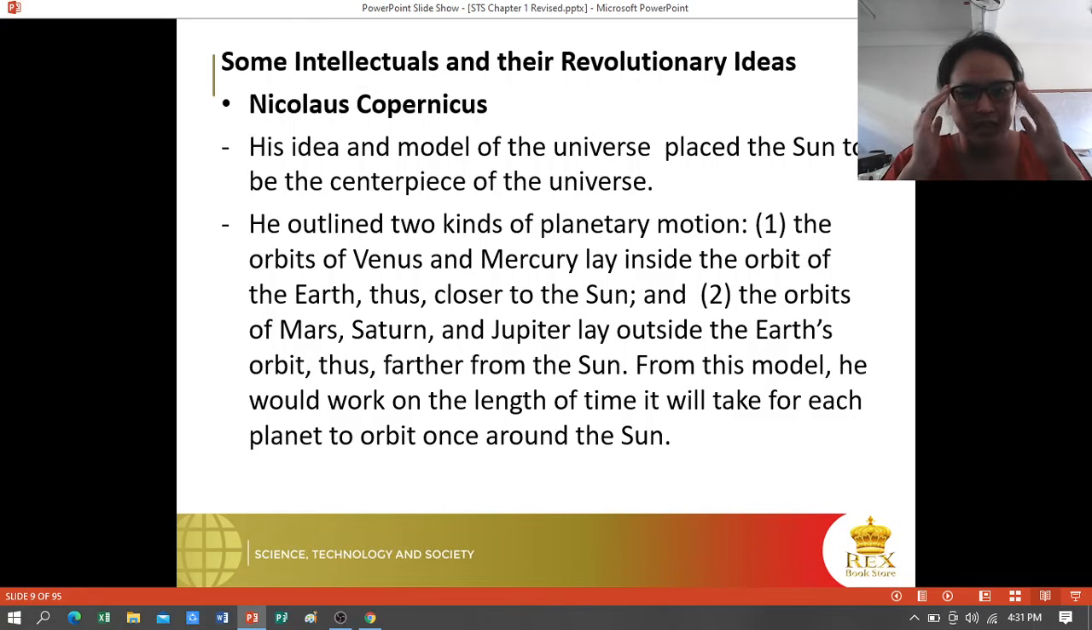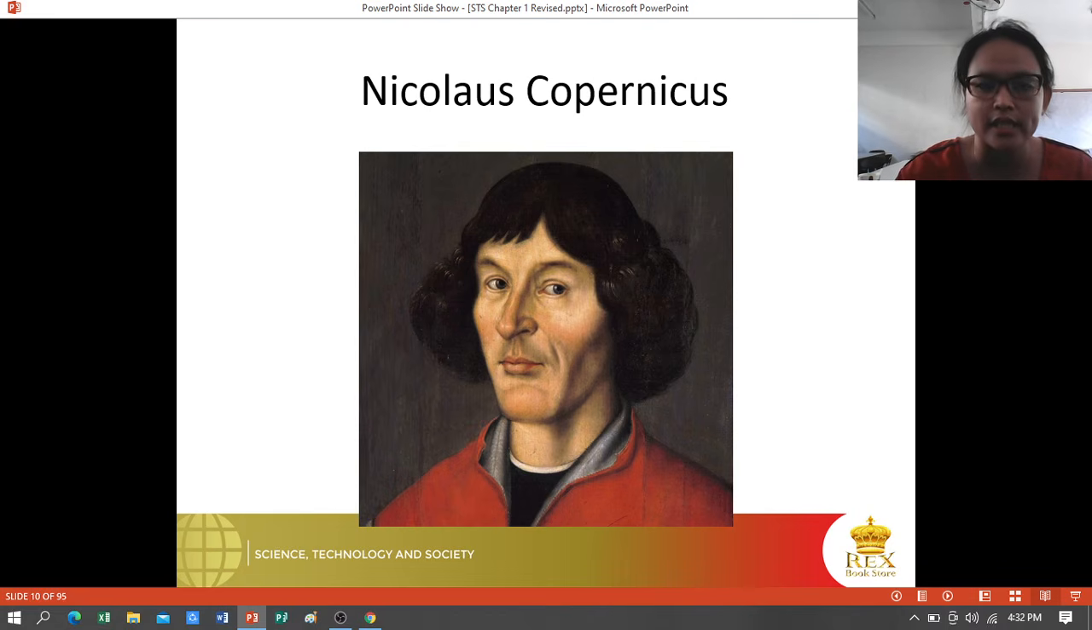So he outlined two kinds of planetary motion. The first one is the orbits of Venus and Mercury lay inside the orbit of the Earth, thus closer to the Sun. And the orbits of Mars, Saturn, and Jupiter lay outside the Earth's orbit, thus further from the Sun. So from this model, he would work on the length of time it would take for each planet to orbit once around the Sun. So this is the picture of Nicolaus Copernicus. Okay? So he was born in the 14th century.